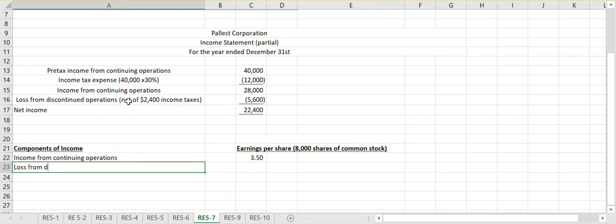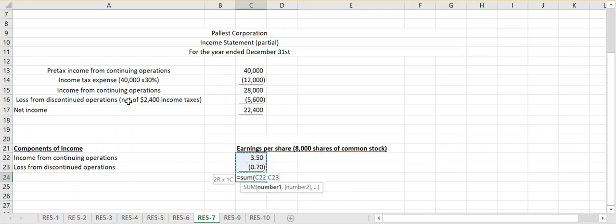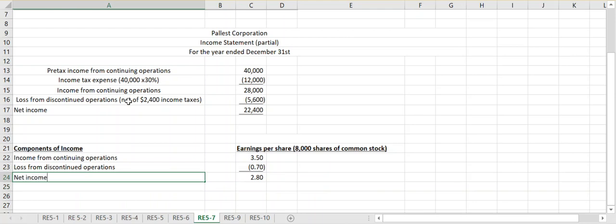So we have our loss from discontinued operations, and our loss because of something that we're no longer going to have going forward is at $5,600, and we divide it by those 8,000 shares. So we're seeing a drop in EPS by 70 cents because of this discontinued item. So again, next year, that's negative 70 cents isn't going to be there because we got rid of this operation segment of our business that maybe wasn't operating as well as we had hoped. So net income on an earnings per share basis for this year is $2.80.